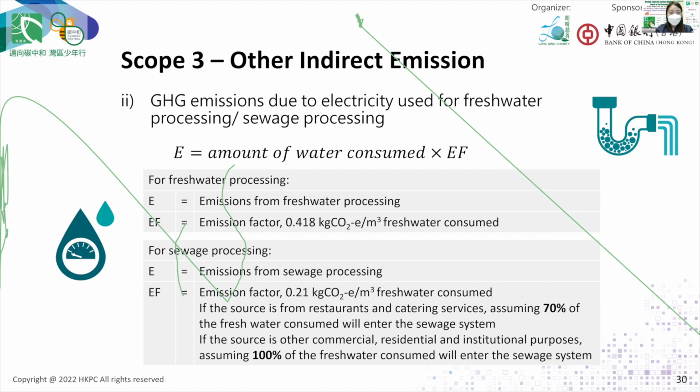But for the sewage processing, we have two assumptions. If your source is from restaurants or some catering service, we assume 70% of the freshwater consumed will enter the sewage system. But if another source is used, we assume 100% of the freshwater consumed will enter the sewage system.